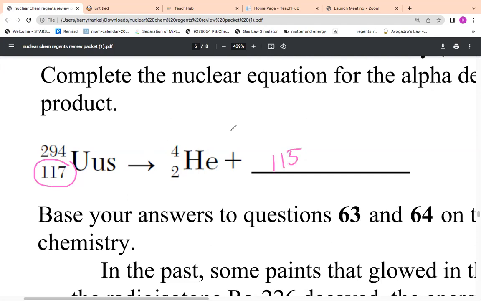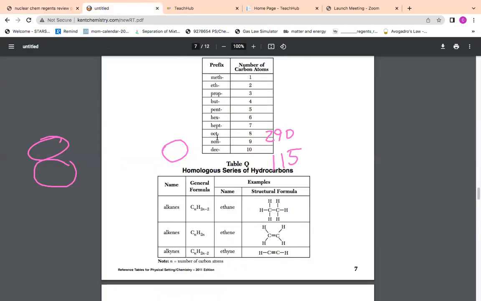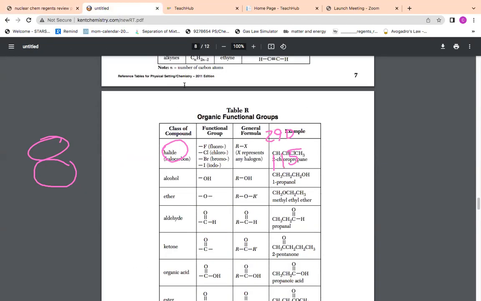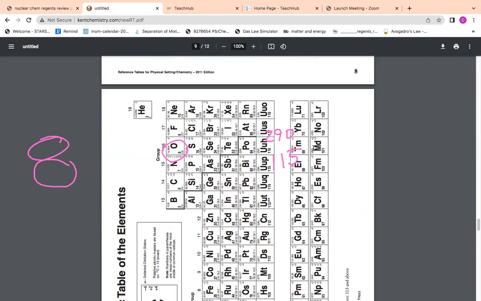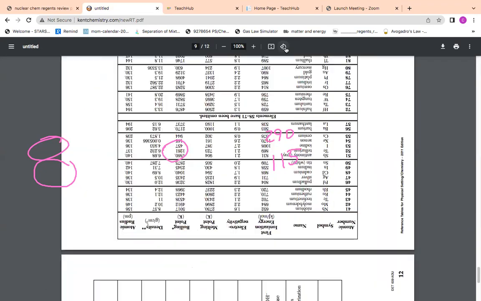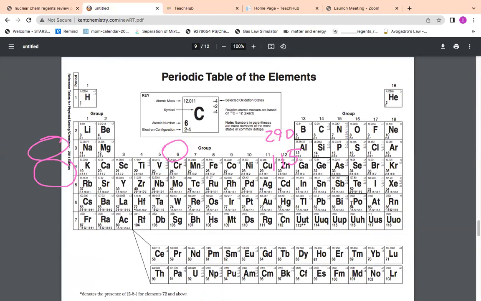And we have to also balance the mass number. Mass number on this side, 294. Over here, it's just 4. What do I got to add to 4 to get 294? That would be 290. Okay, this is the most important information that I need in order to determine what element we have become. So we're going to go over here to our reference table. Ignore the markings for just a moment. So I need to see what is element 115, and that is UUP.